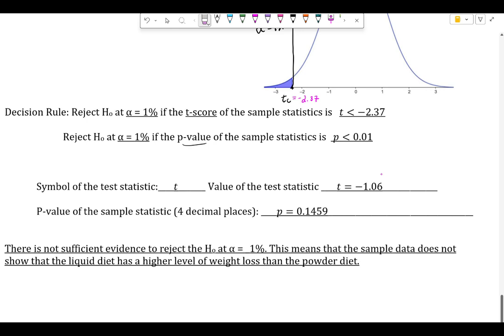So our t-score of negative 1.06 should be somewhere around here. Here's negative 1, so our t-value of negative 1.06 lies in the fail to reject region. So if it's in the fail to reject region, that means that we do not have sufficient evidence to reject the null hypothesis at alpha equals 1%. This means that the sample data does not show that the liquid diet has a higher level of weight loss than the powder diet, as was claimed.